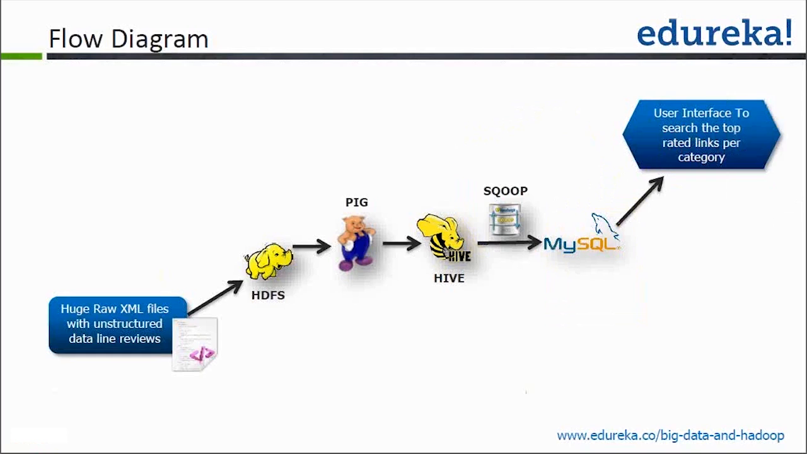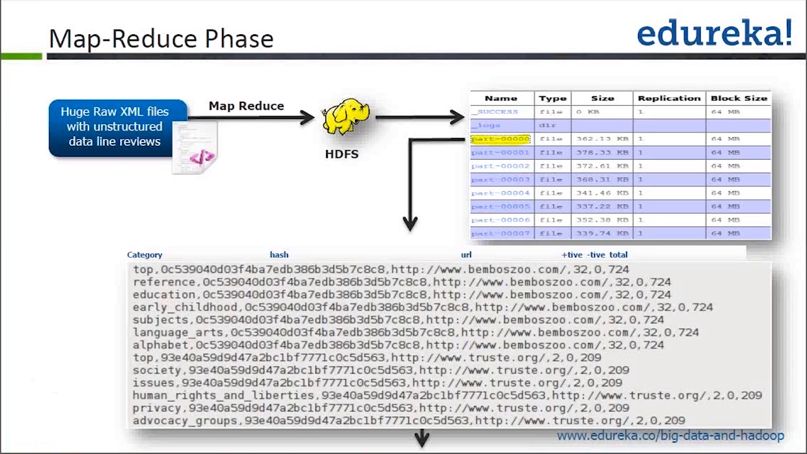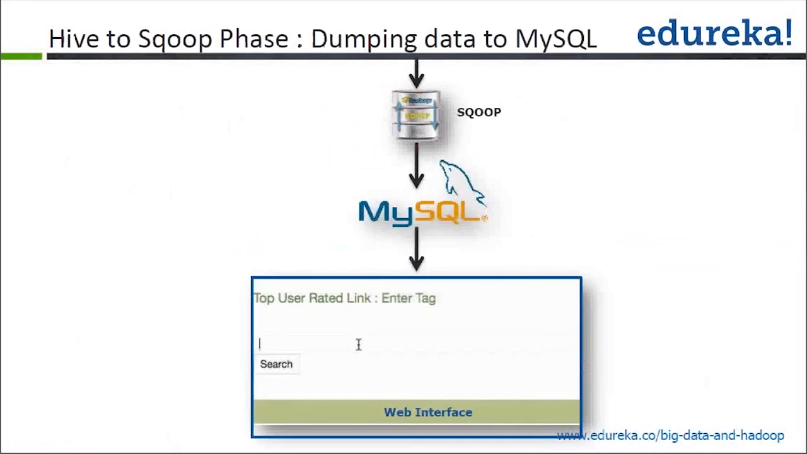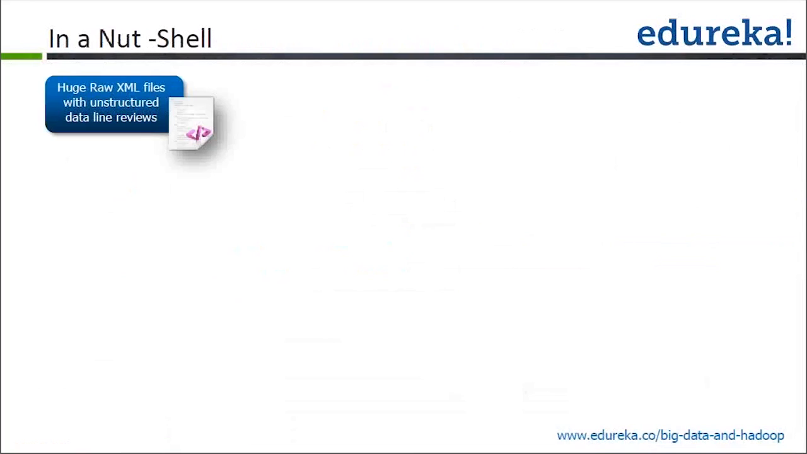We'll see more details here, guys, for this whole implementation. Right, so you can go through the different phases, like the MapReduce phase, Pig phase, Hive phase, and that's where your data will be exposed. So in a nutshell, you will have this huge XML data set that you are going to get from the user or the client.